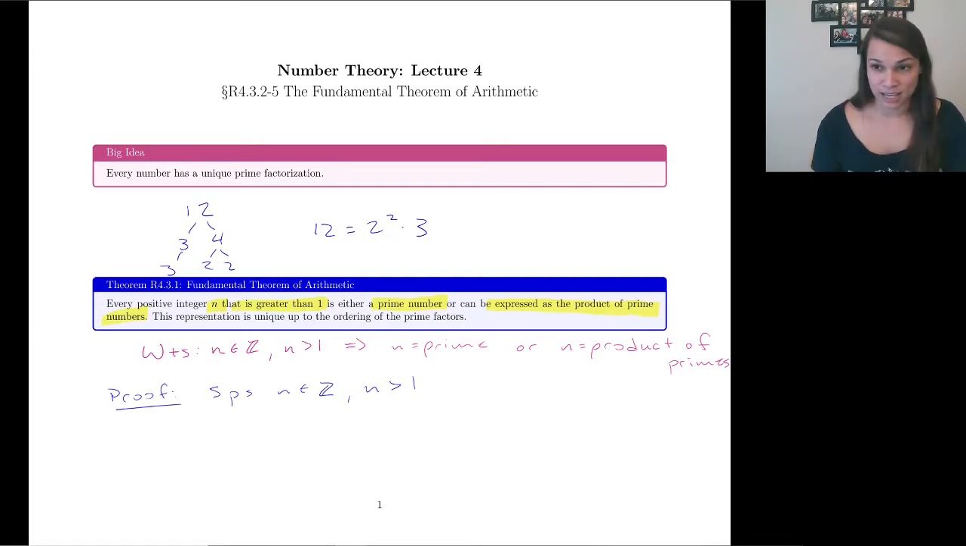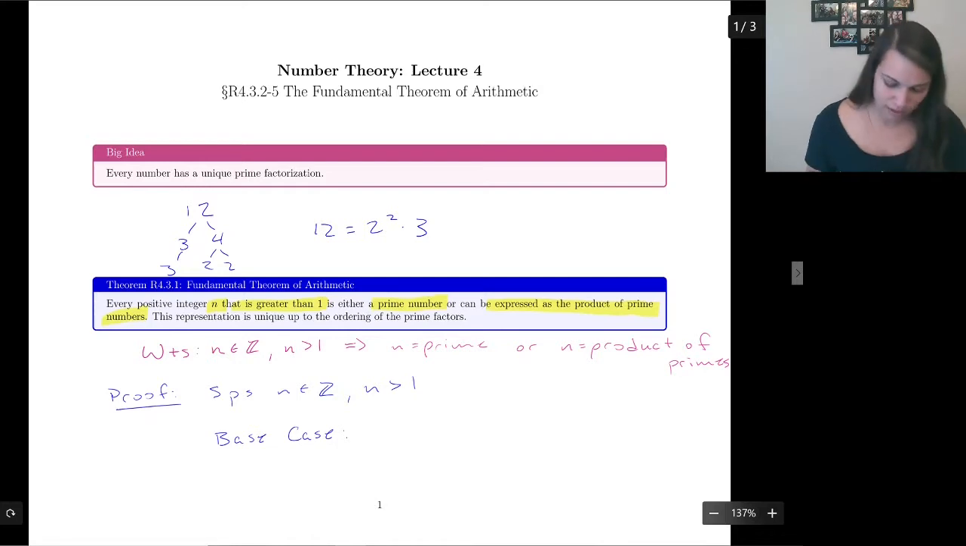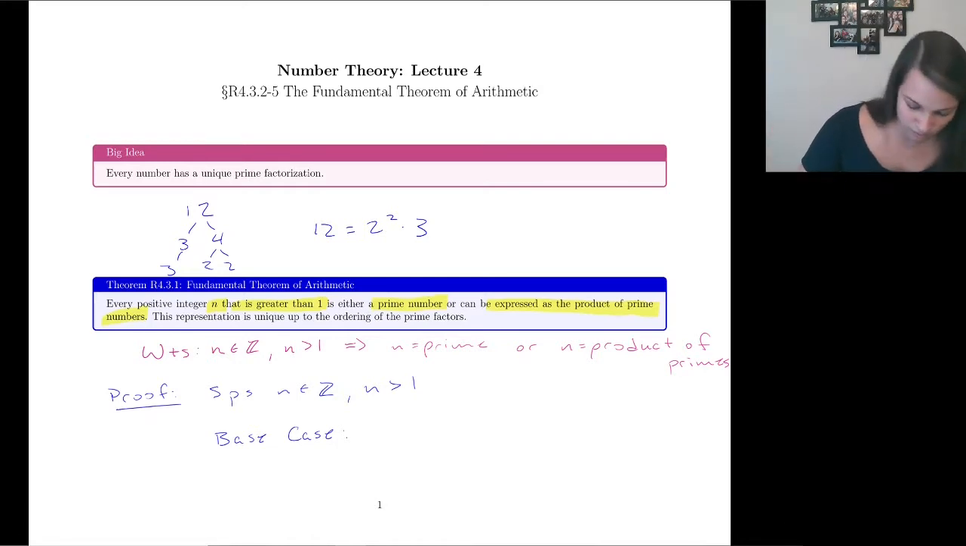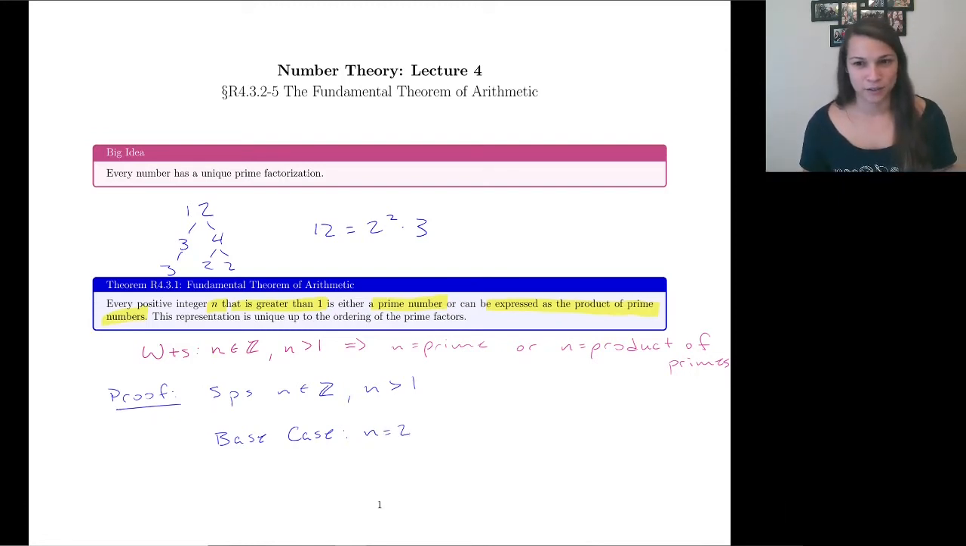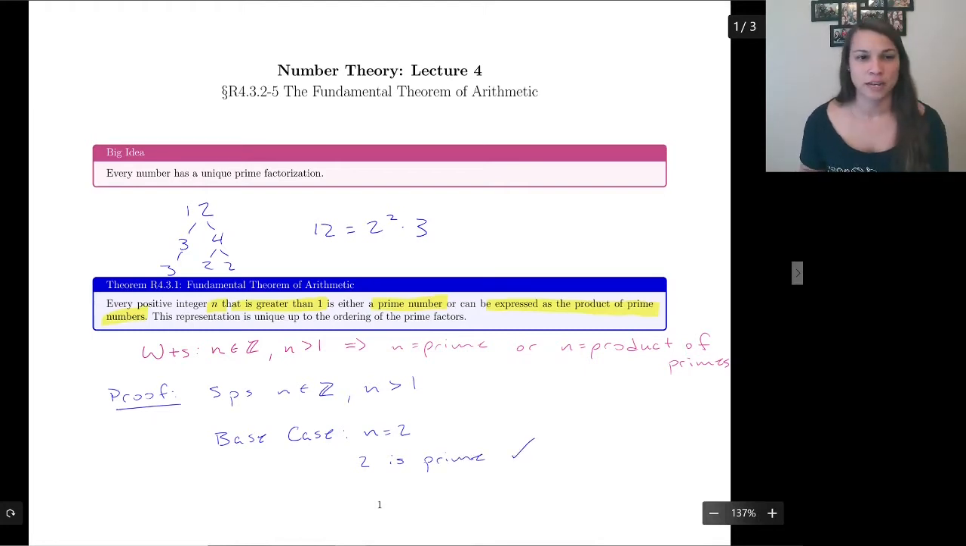So how do we proceed with this? We have a base case and an inductive step. So let's do our base case first. The base case is the smallest one that we can come up with. So what is the smallest integer bigger than 1? 2. Is 2 either prime or a product of primes? Yes, it is. 2 is prime.